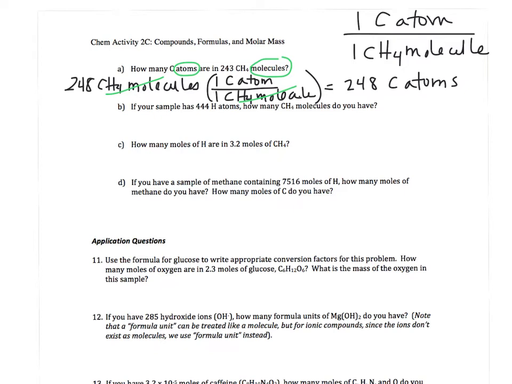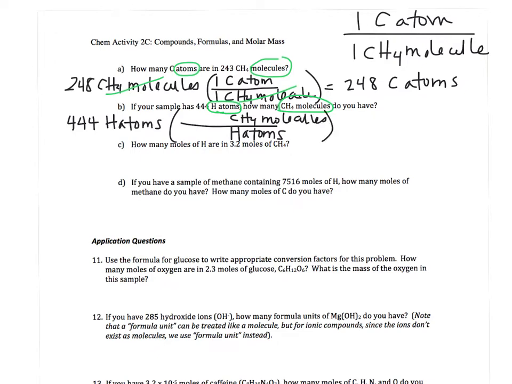If our sample has 444 hydrogen atoms, how many methane molecules do we have? So as with other conversions, we're going to start with what we're given, 444 hydrogen atoms. Now we want something that's going to take us from hydrogen atoms to CH4 molecules. And if you go back to the previous page, you have a conversion factor that relates those two units. So we want something that has hydrogen atoms in the denominator and CH4 molecules in the numerator.